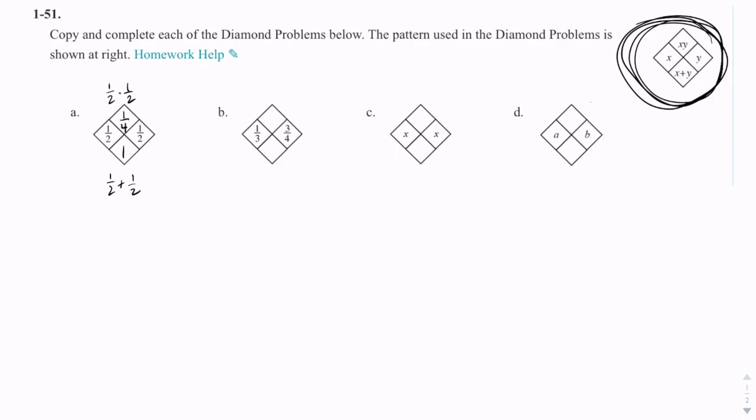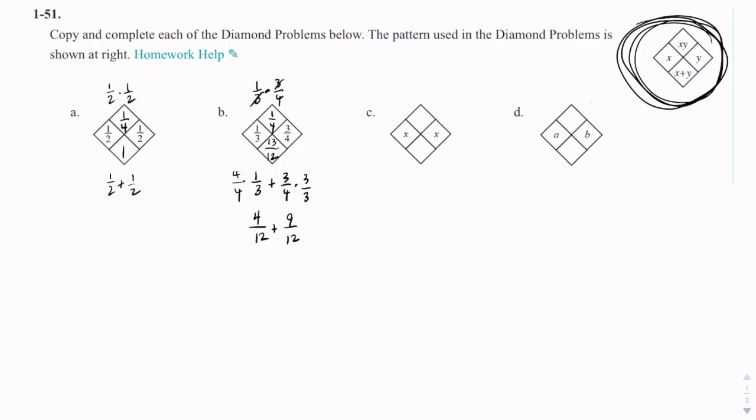Okay. For B, it's 1/3 plus 3/4. So I need a common denominator, right? I'll multiply this by 4/4 and this by 3/3, and I get 4/12 plus 9/12. 4 plus 9 is 13/12, and I'll write 13/12 there. And for the top diamond, sorry, it's 1/3 times 3/4. That's easier, right? This cancels, and I get 1/4.